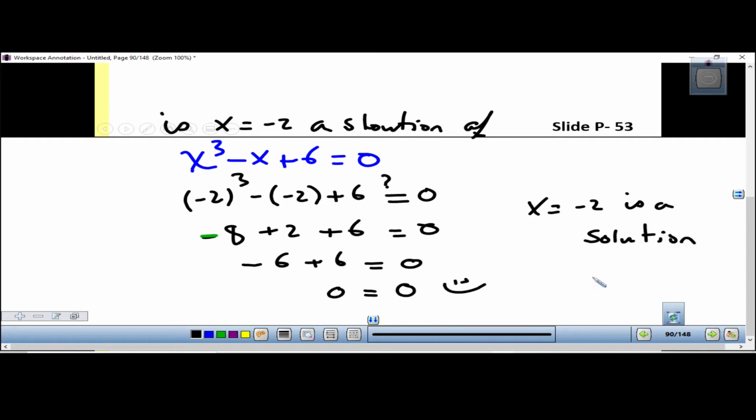Okay, I bet a lot of you, from what I've seen on your whiteboards, have not cubed the negative sign. So it's negative times negative, that's positive, times another negative, that's going to make it a negative. Okay.